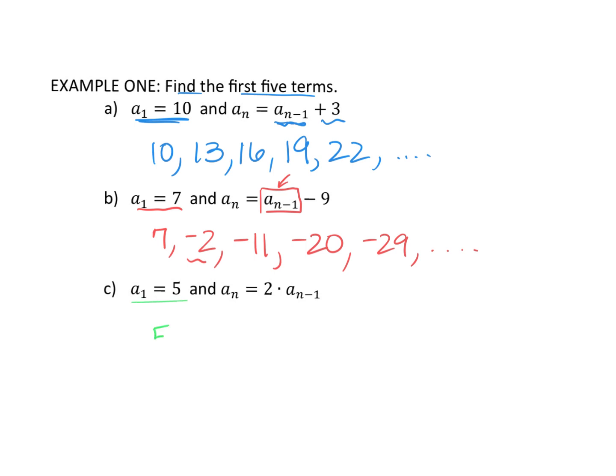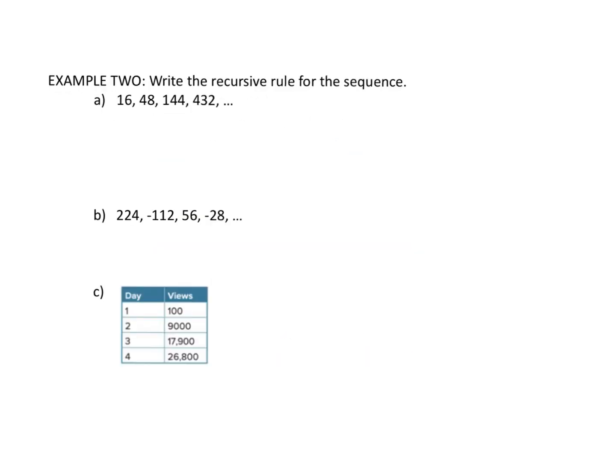All right, first term is 5. Now this time it says do 2 times whatever your previous term was. So now instead of adding, this time I'm going to multiply, which would give me 10. Then I'm going to double that, which is 20, 40, 80, and then it keeps going from there.